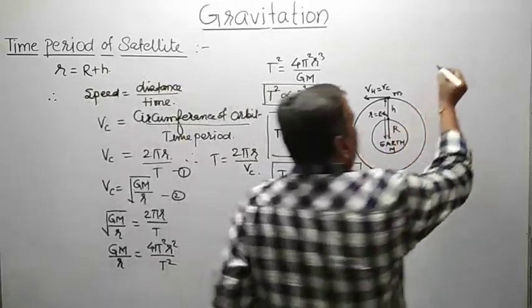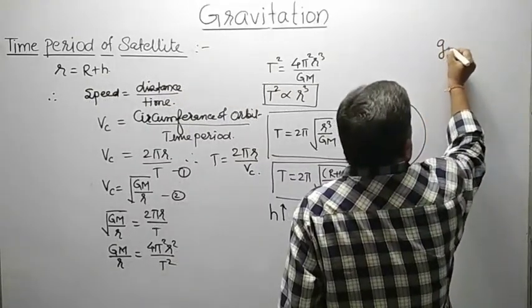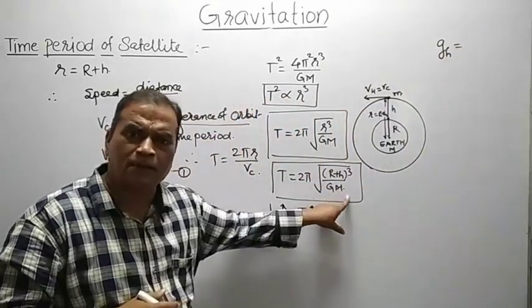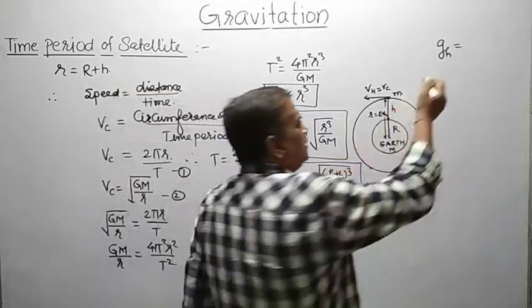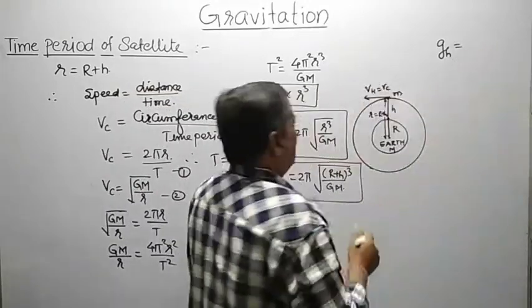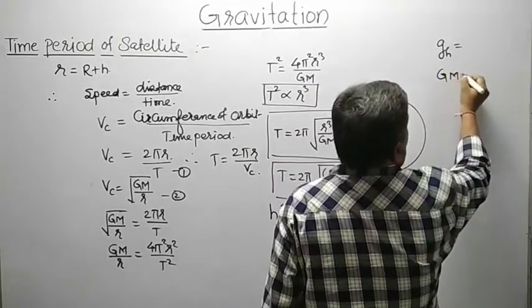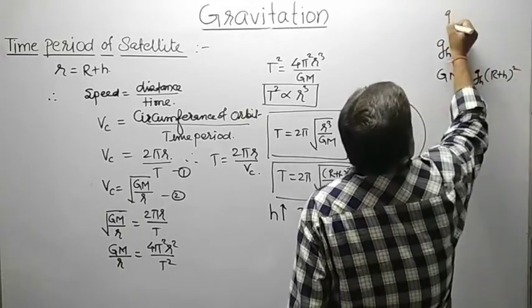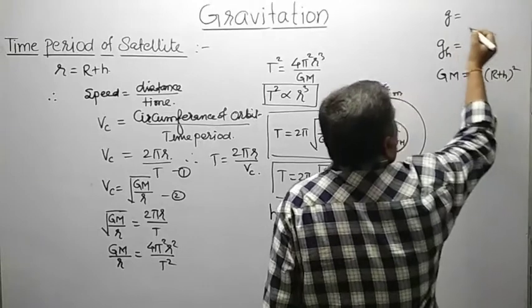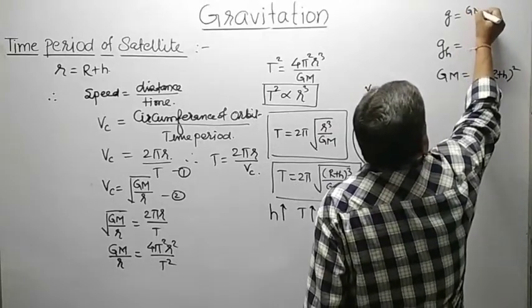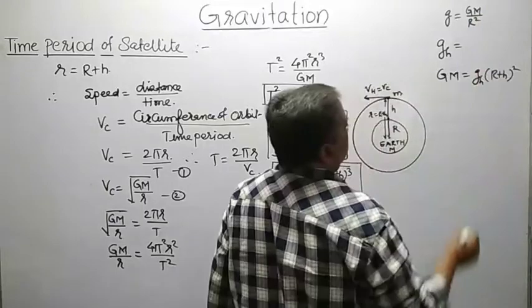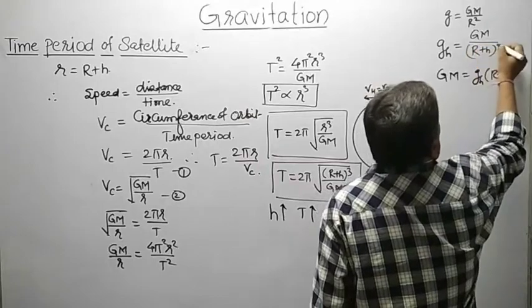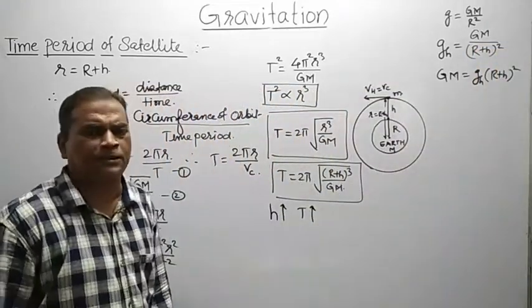As we know that acceleration due to gravity at a height h, gh is equal to GM divided by (R plus h) whole square. So gh is equal to GM divided by (R plus h) whole square, or GM is equal to gh into (R plus h) whole square, because acceleration due to gravity on the surface of earth, g, is equal to GM divided by R square.